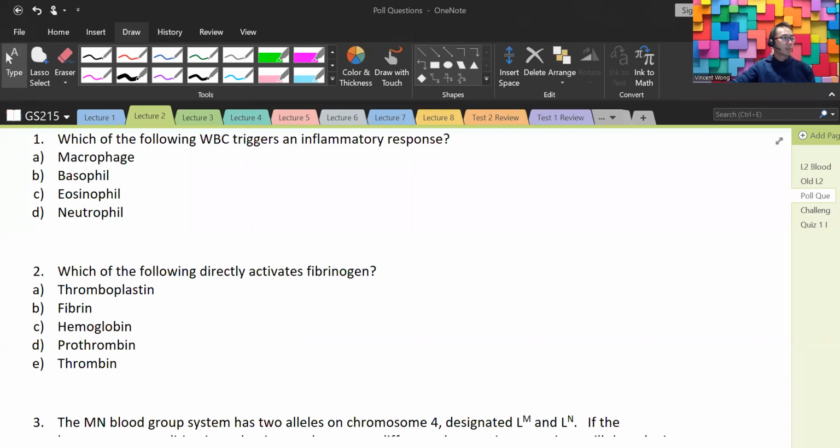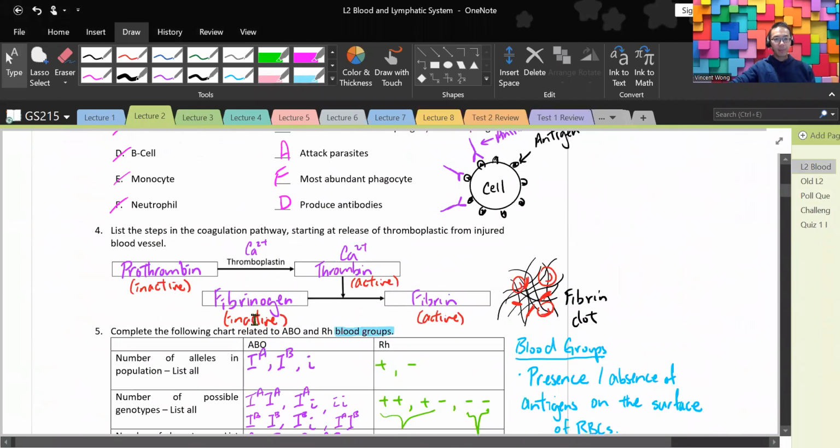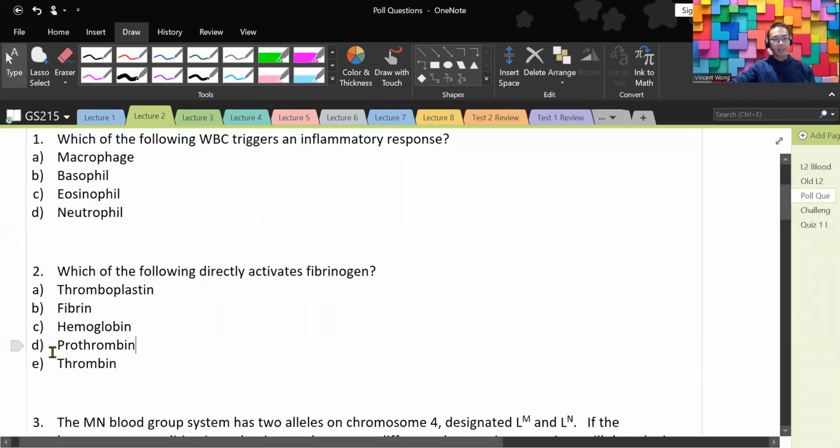Okay, again, I'll keep it at half a minute. This one is a little bit all over the place, but if you look at the activation pathway that we drew earlier, fibrinogen is right here, and in order to activate that, we need thrombin. So thrombin is the correct answer. That's E right here.